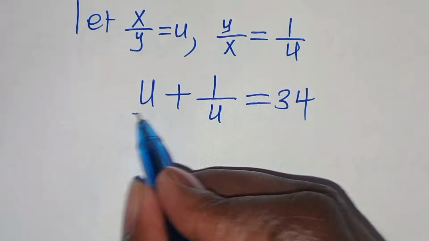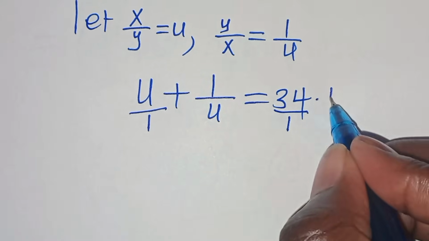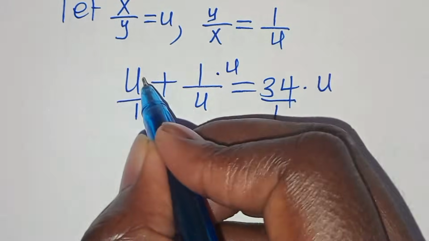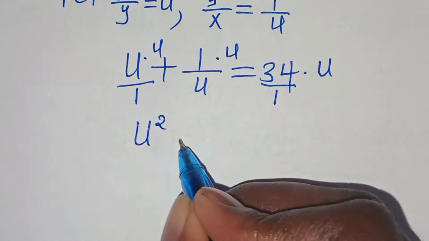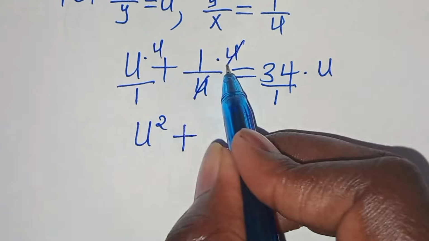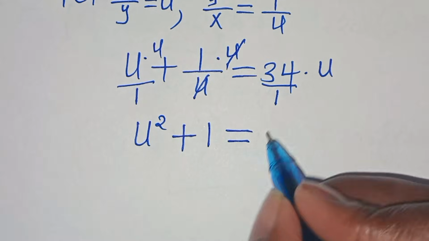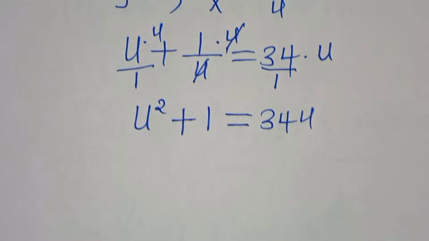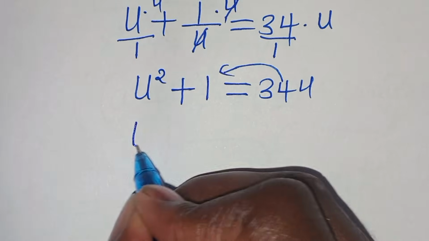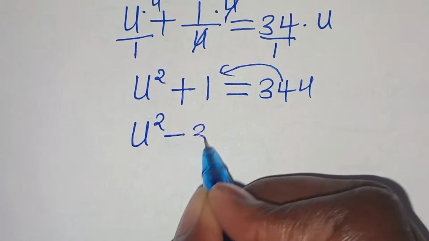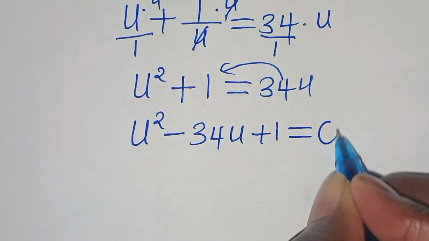So remember, u is a whole number and 34 is a whole number. So we have an LCM of u. So let's multiply everything by u, so that now u times u is u squared, then plus u, and u simplifies, so plus 1, equal to 34 times u. This is 34u. Let's take 34u to the left hand side, so that we have u squared minus 34u plus 1 equal to 0.